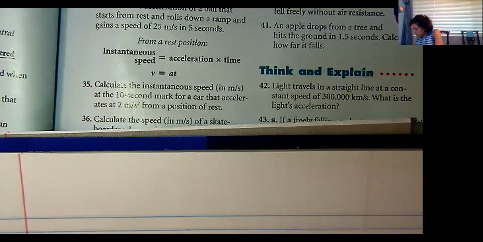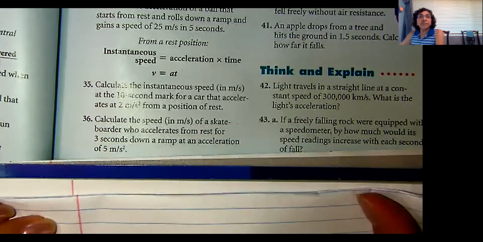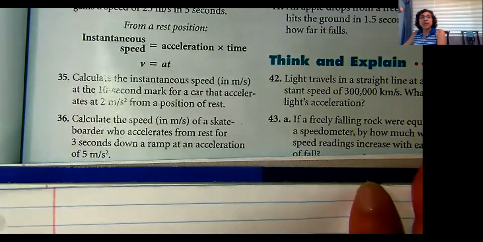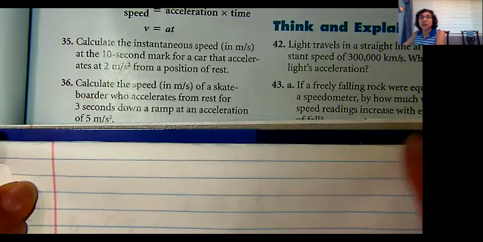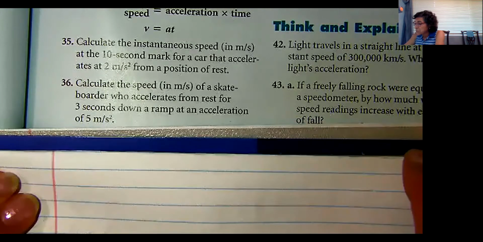Here's number 36. All right, hopefully it's big enough for you guys to see. It says, calculate the speed in meters per second of a skateboarder who accelerates from rest for 3 seconds down a ramp, acceleration of 5 meters per second squared.